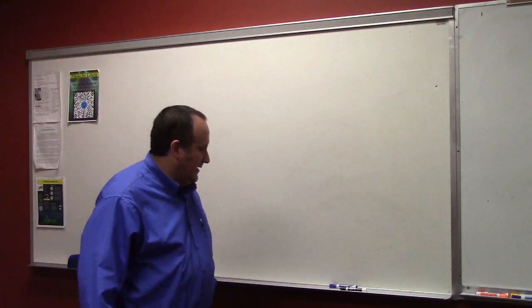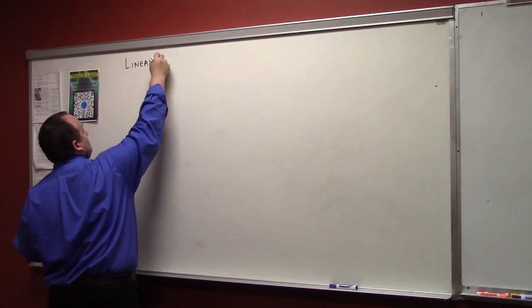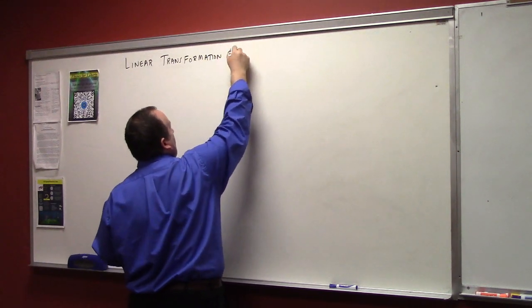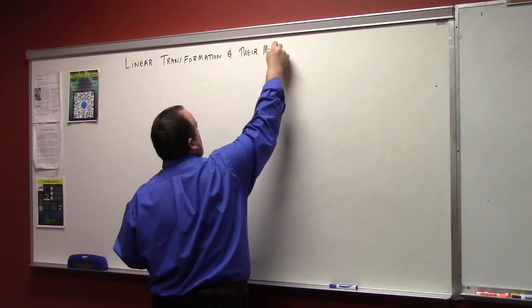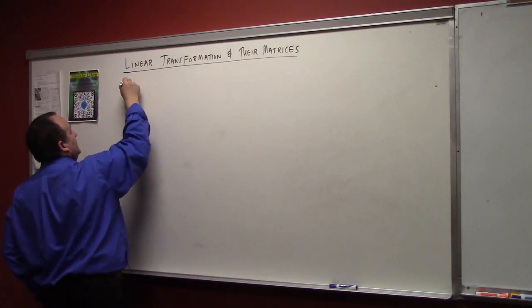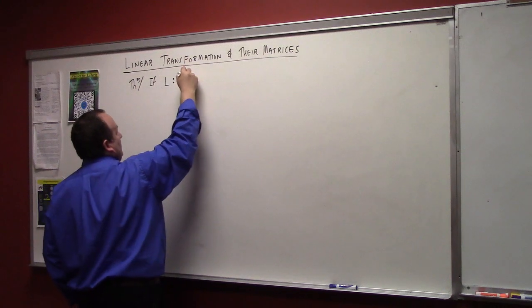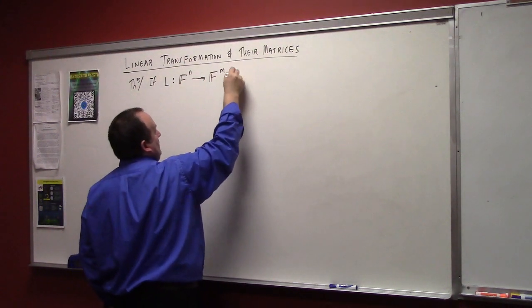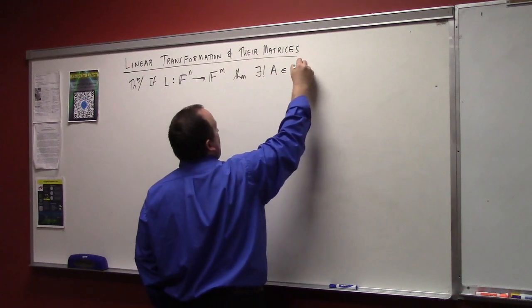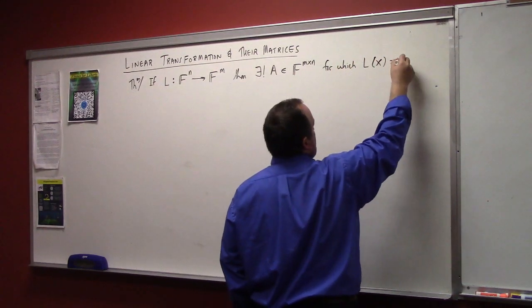Amen. So today, I'm going to talk to you about linear transformations and their matrices. All right? So, first order of business is to deal with the most important and basic theorem, right? Theorem: if L is a mapping from, let's say, F^n to F^m, then there exists a unique A in F^(m×n) for which L(x) = Ax, right?